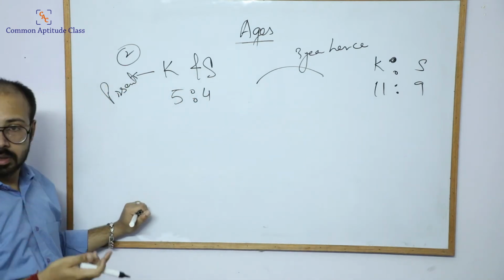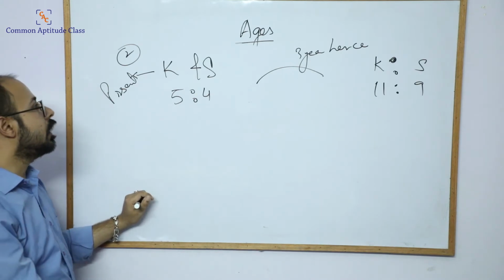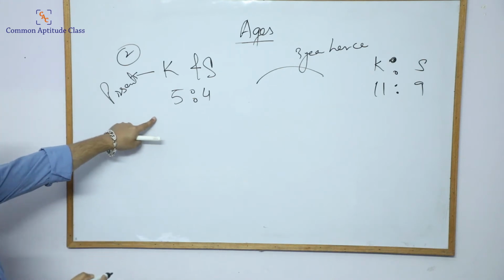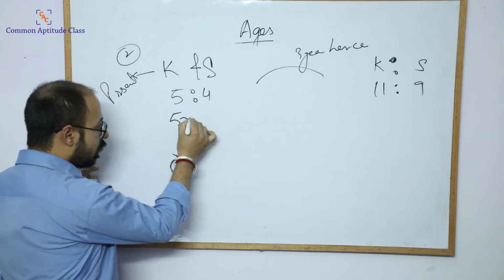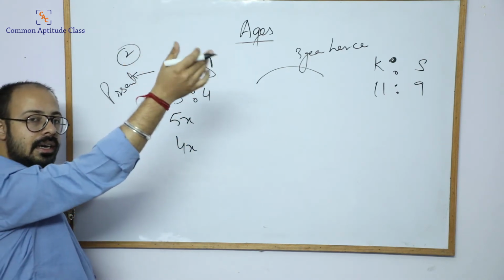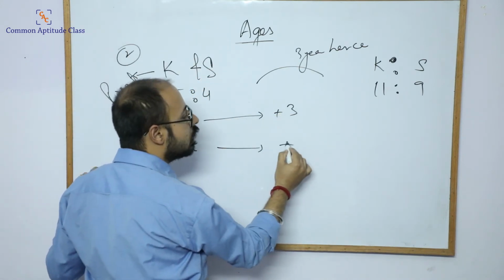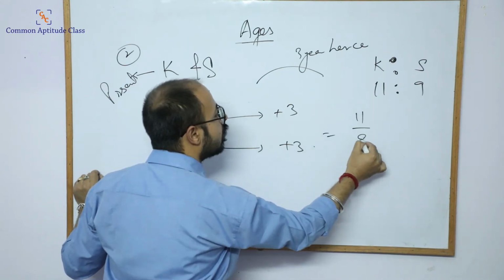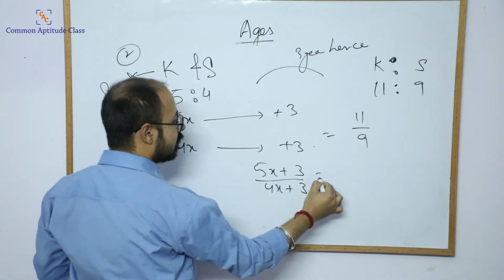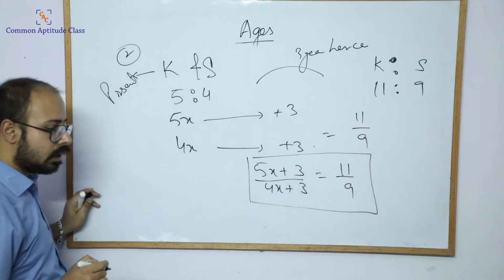Now they will ask present age or the future age. So how can we start? I told you we can solve this question in a simple way, by converting the ratio into age. 3 years hence means 3 years later, we are talking about future. That means he walked 3 years, he also walked 3 years. Then it will become 11/9. So I can say (5x plus 3) upon (4x plus 3) is equal to 11/9. So I can solve for x.